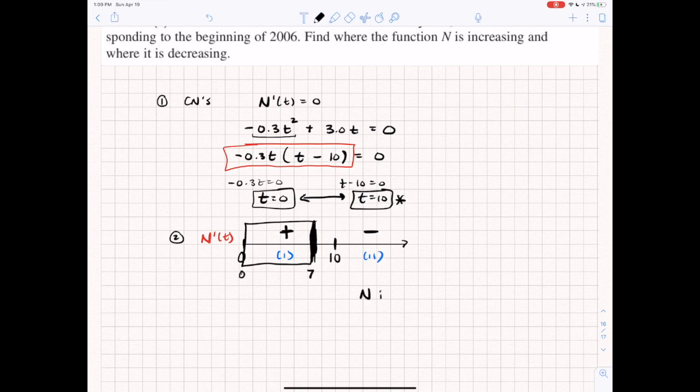So n is only increasing on the interval from 0 to 7. N is never decreasing. So I only have to give this single interval. According to the first derivative test, this does tell me, though, at 10, I would have a max if, again, this is the right function to model all the way past 2013.